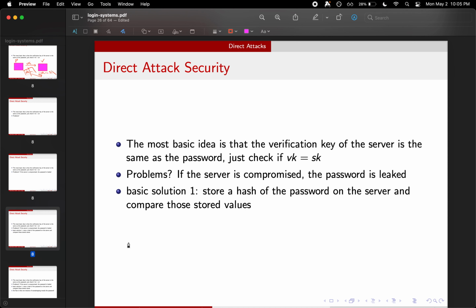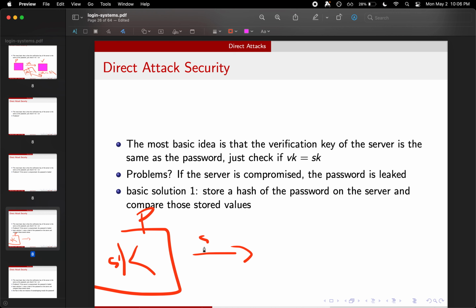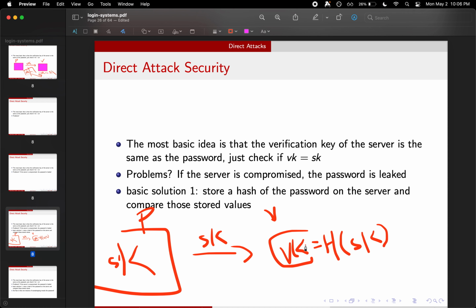So the most basic solution to this is you store a hash value of the password on the server and compare it to stored values, right? So we have the same thing. We have the prover, who has the secret key. They send the secret key to the verifier, who then has the verification key, which we already know is just the hash of the secret key. So this is better, right?